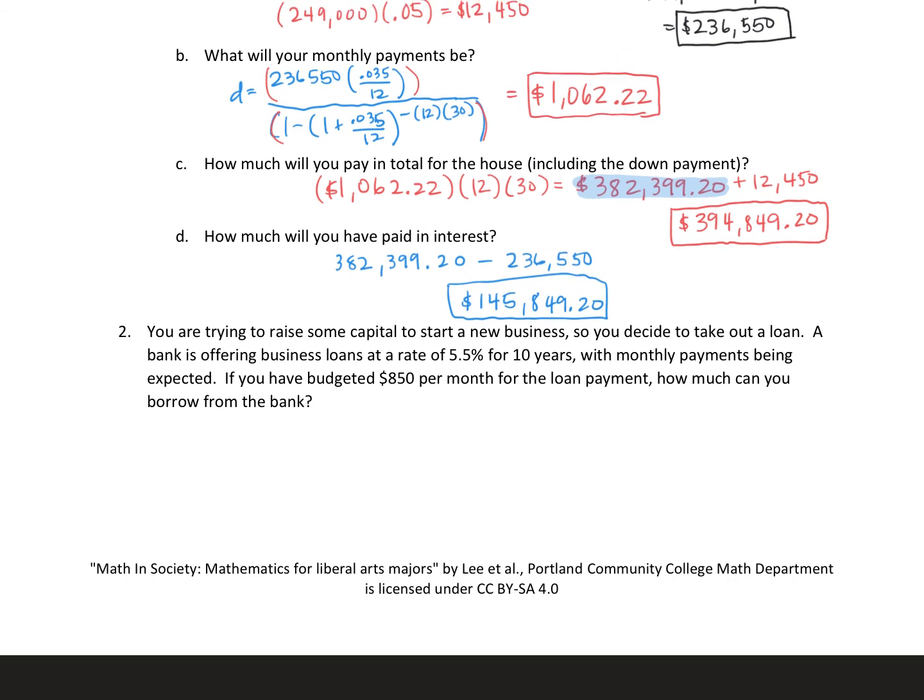Okay, so in this one, we are trying to raise some capital to start a new business, so we take out a loan. A bank is offering business loans at a rate of 5.5% for 10 years, with monthly payments being expected. If you have budgeted $850 a month for the loan payment, how much can you borrow from the bank? So in this case, I know how much I can spend a month. I want to know, if I know I can spend $850 a month, what's the total amount I can borrow and be within that budget?